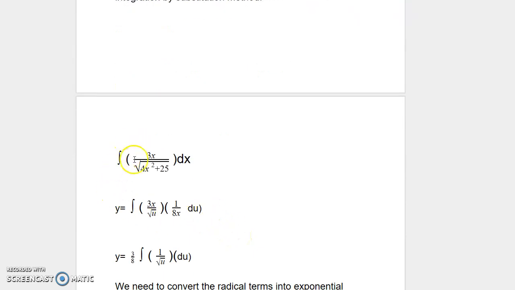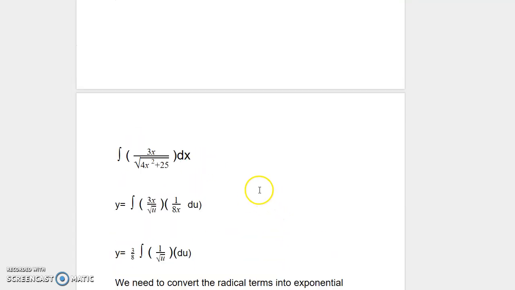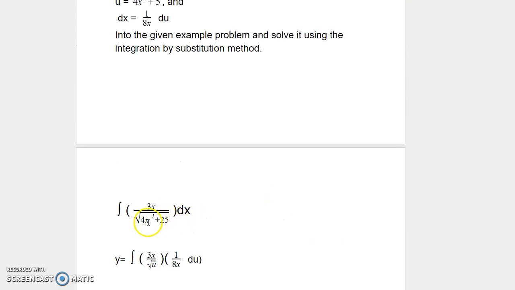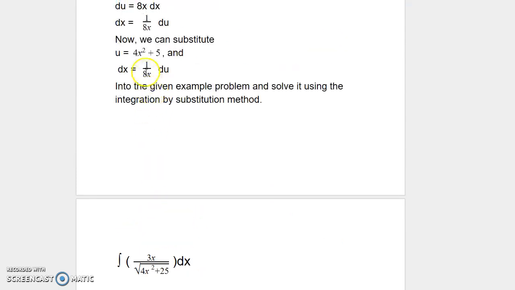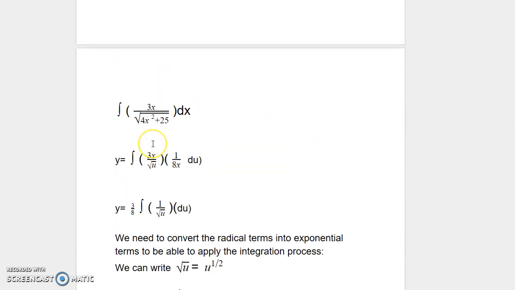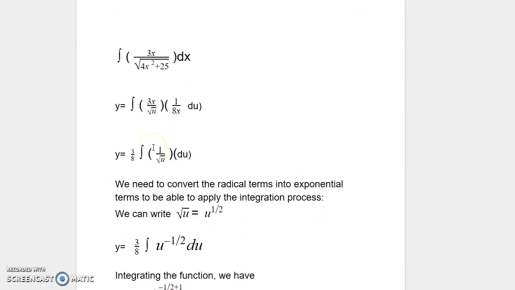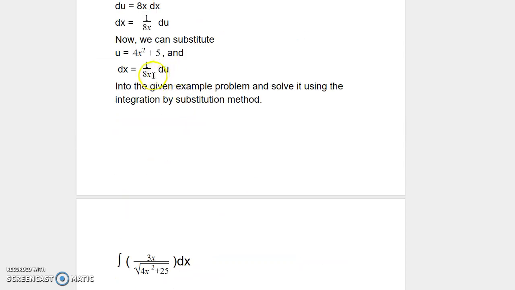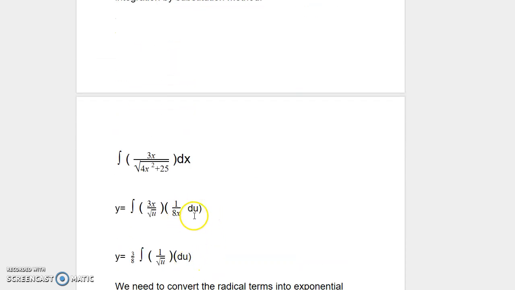So our example problem is the integral of 3x divided by square root of 4x squared plus 5 dx. Wherever we see 4x squared plus 5, we're going to substitute that by u. So 3x divided by square root of u times 1 over 8x du.